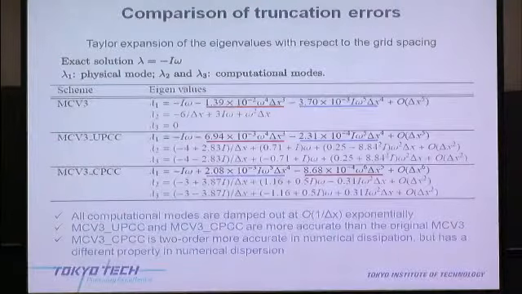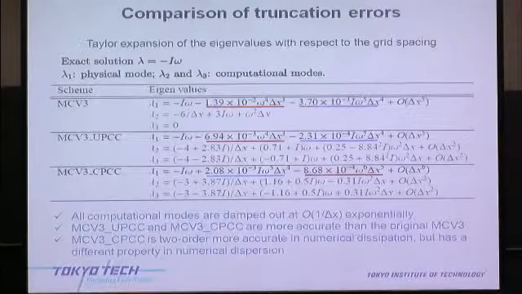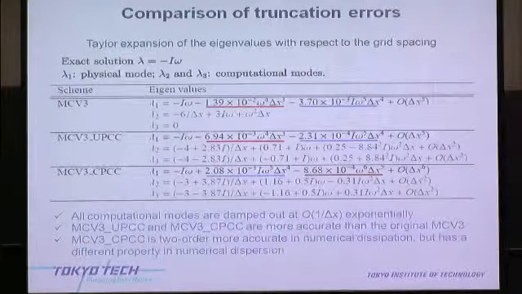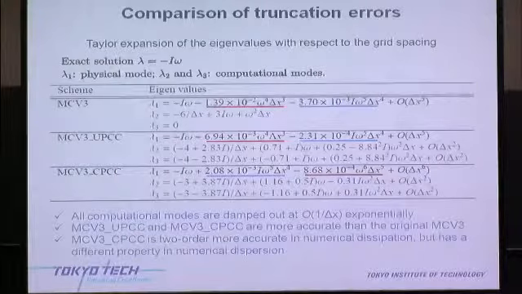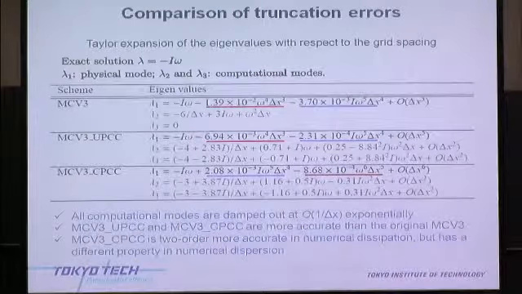It will not affect your numerical solution. Only this one, which has a leading term like this, is the exact solution, and the truncation error appears here as delta x to 3 or 4 or something like that. So computational modes will definitely exist, but in some schemes they will disappear automatically. So probably we do not need to care much about that.